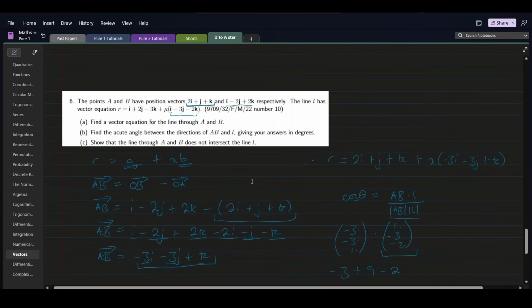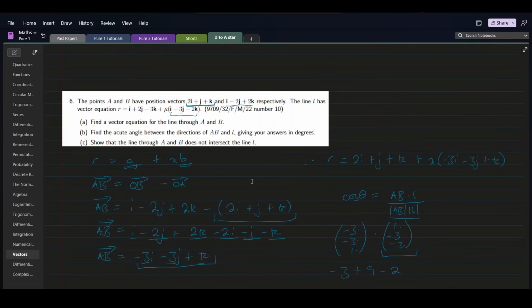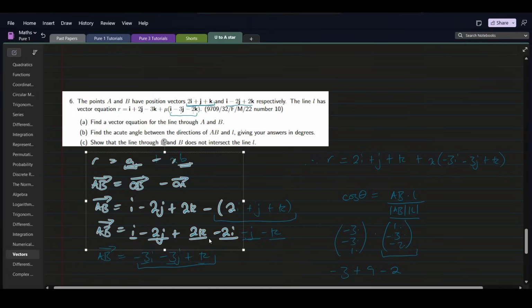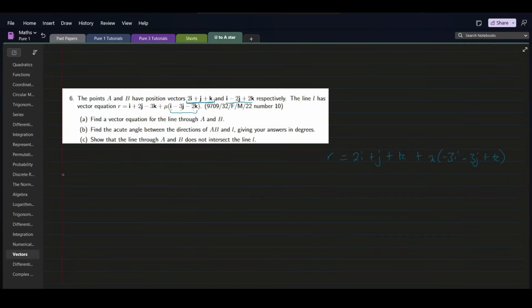Part C, show that the line through A and B does not intersect the line L. Okay, so let me just clear up our solutions from A and B so that it's easier to visualize. So we have our equation for L, which has been given over here. We're going to write the vectors in there as column vectors so that it's easier to visualize. So we've got i plus 2j minus 3k, which is (1, 2, -3), plus mu times (1, -3, -2). So this is the equation for L.